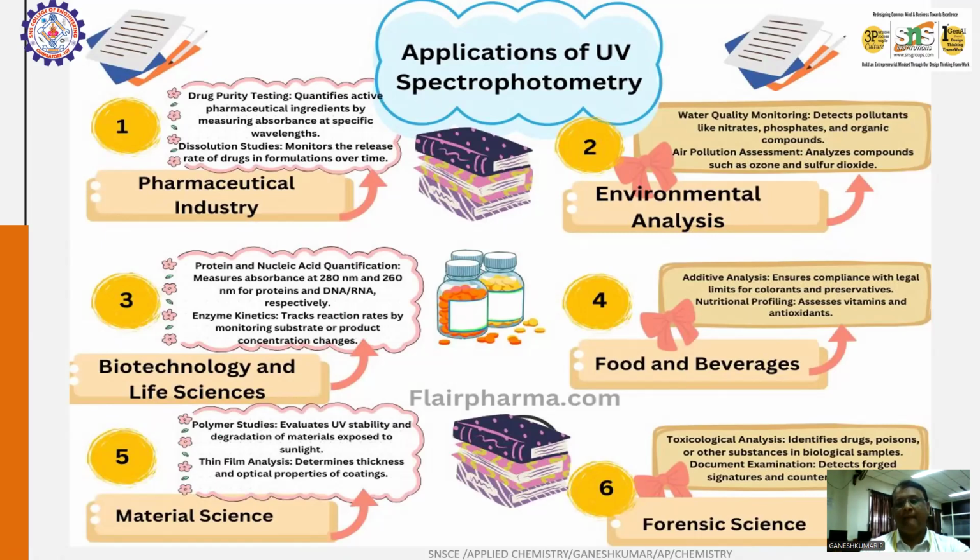And environmental analysis, which monitors water quality and air pollution assessment, and food and beverages, in which additive analysis in food, nutritional profiling, and toxicity analysis are done. In forensic science, document examination has been used to detect forged signatures, and counterfeit currencies can be analyzed using this spectroscopy. So ultraviolet spectroscopy is not only used to analyze chemicals in the laboratory, it has wide application over various industries, and it is an important technique involved in industries like pharmaceutical, biotechnology, material, food and beverage, environment, and even in forensic analysis. Thank you.